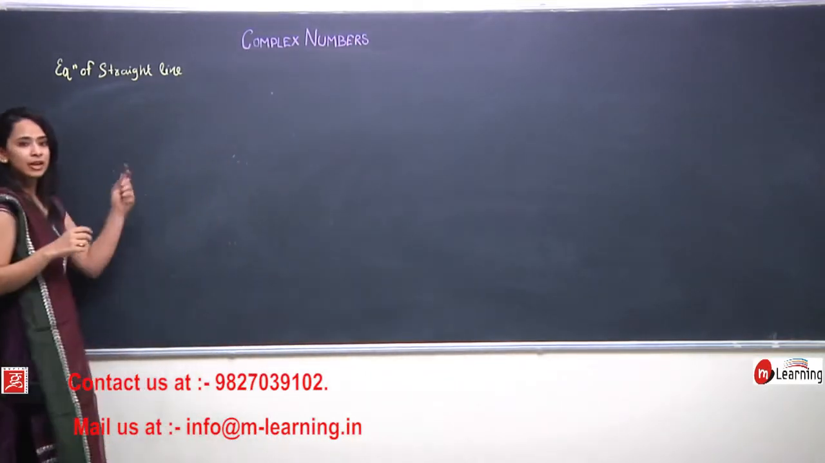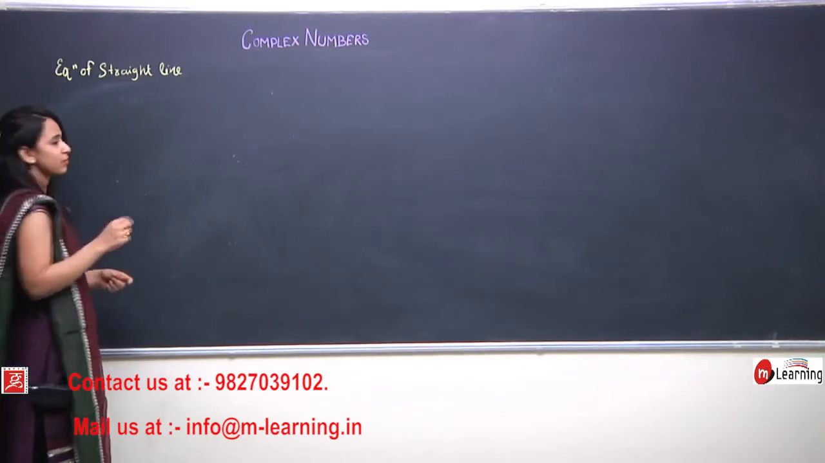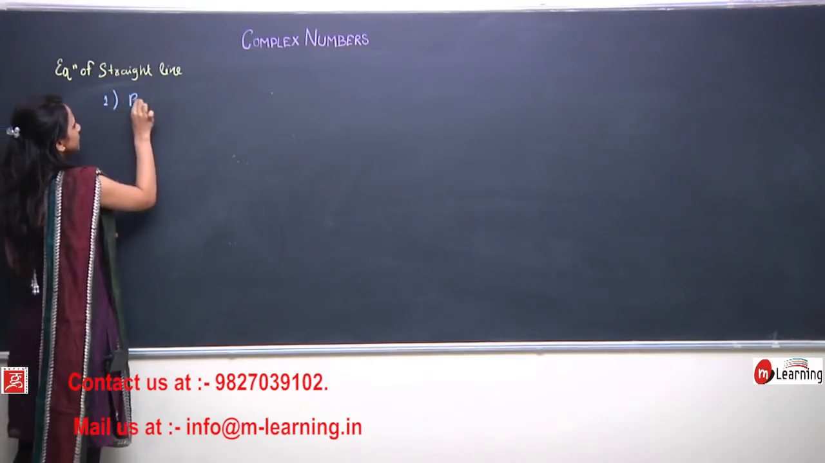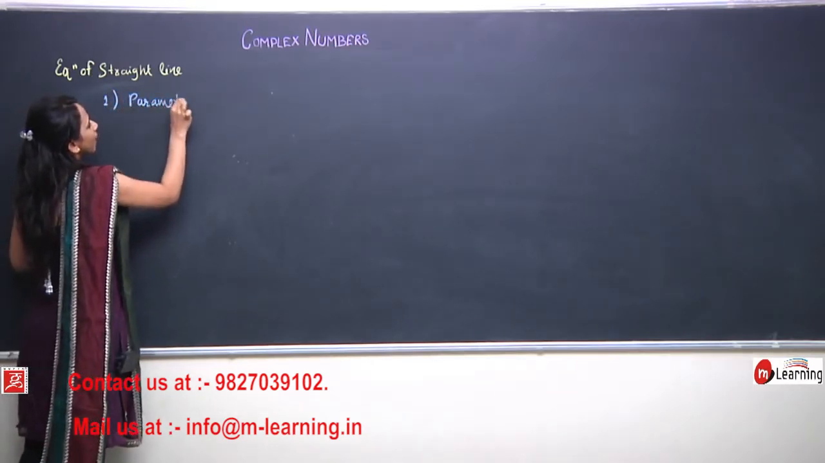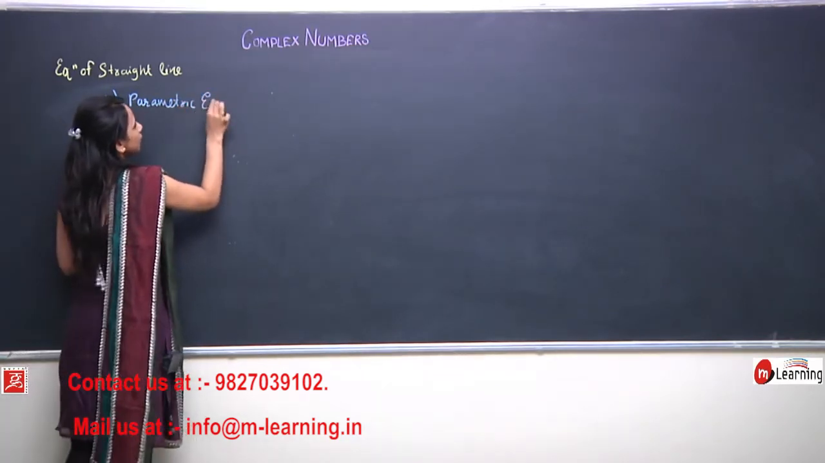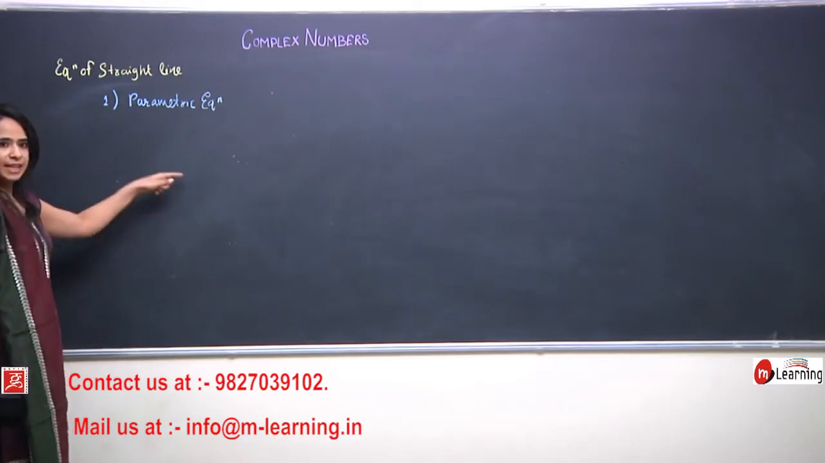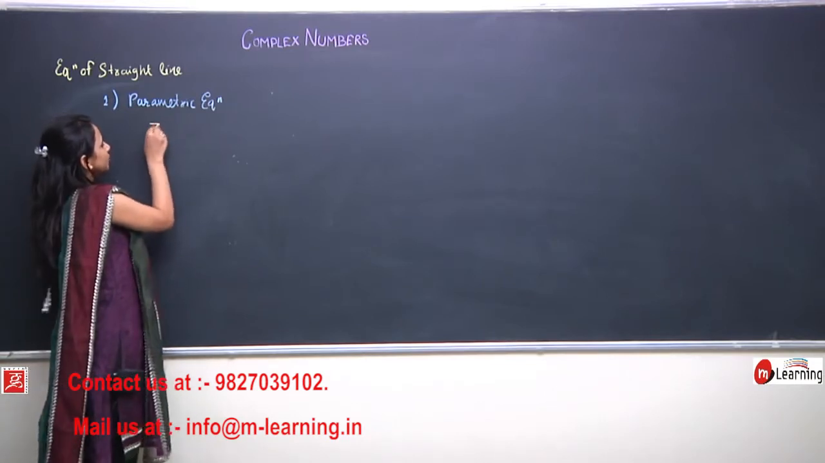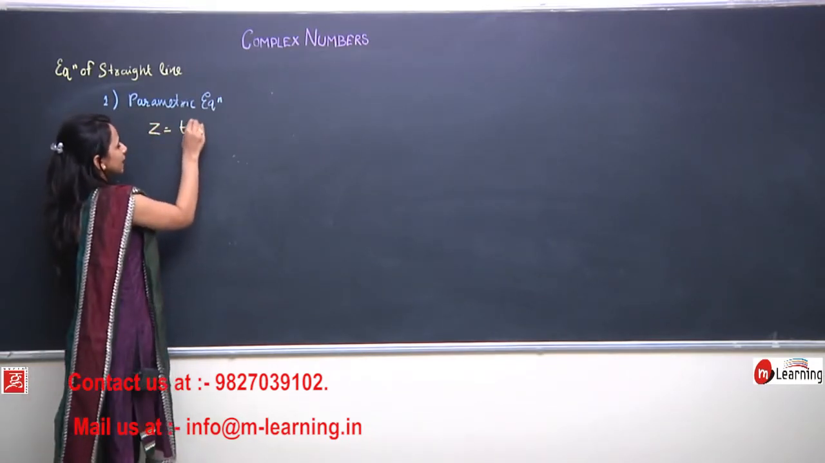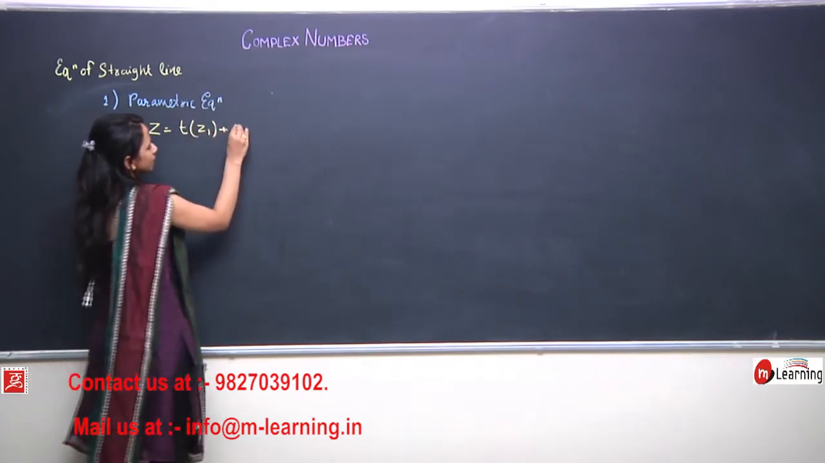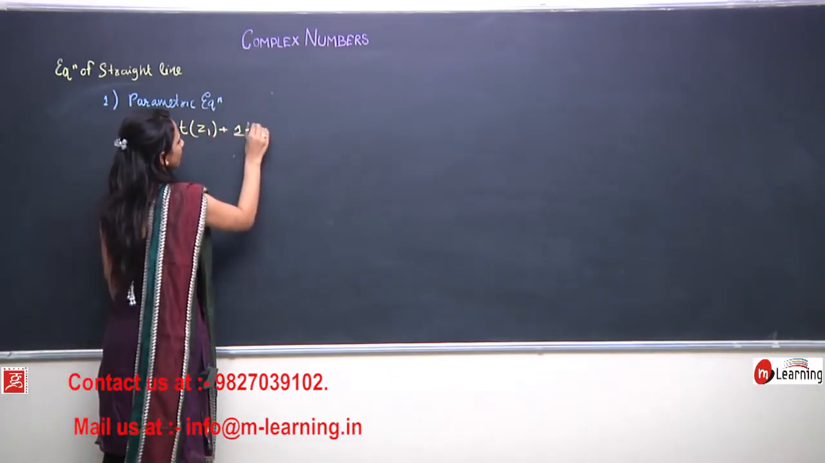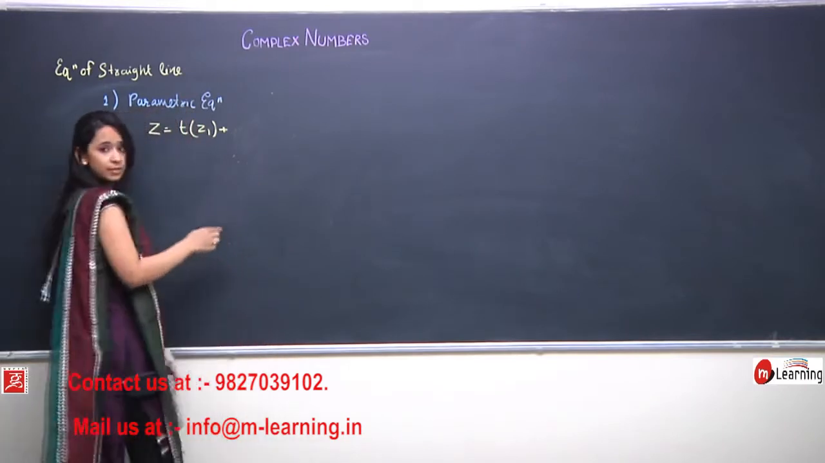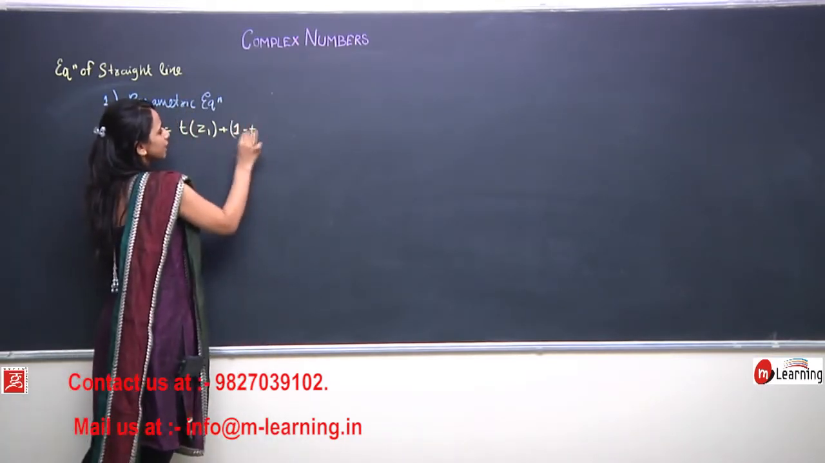Let us first try to write the parametric equation for a straight line in terms of parameter t. So my first topic is parametric equation of a straight line. I am first writing the equation directly, then we will try to prove the equation even. So the parametric equation for a straight line in terms of parameter t is given by t into z1 plus 1 minus t into z2. t into z1 plus 1 minus t into z2.